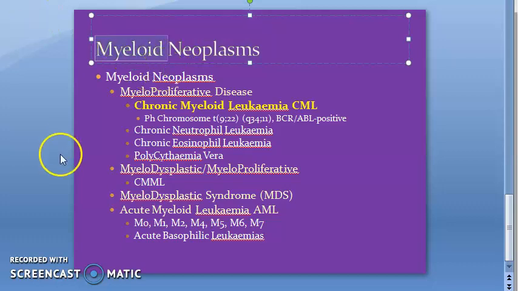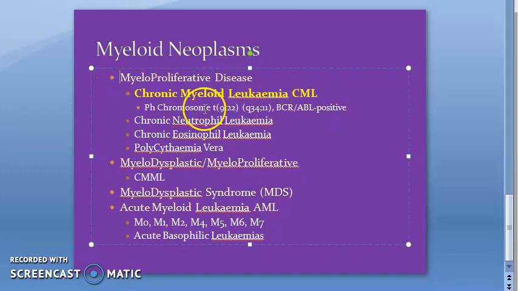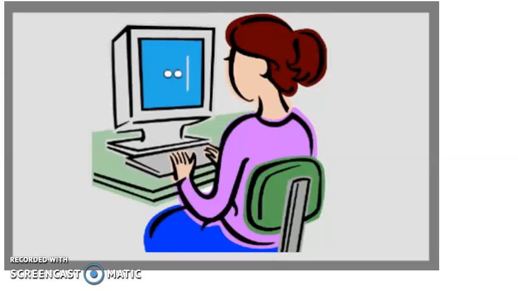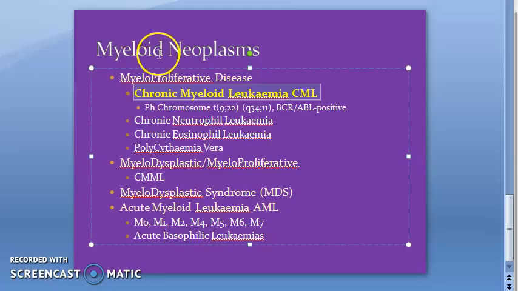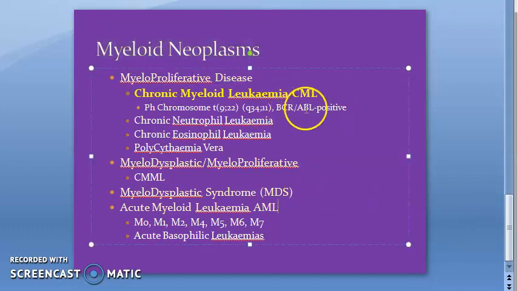Now in myeloid, you have all of these. What and all you have? Chronic myeloid leukemia. So this is a myeloproliferative disease. This is a myeloid neoplasm. Like that you have a lot of other things. So just focus on chronic myeloid leukemia. That is the only job given to you at the moment. Tell about chronic myeloid leukemia. So it is a myeloproliferative disease. It is a myeloid condition. Okay. What else you should know?